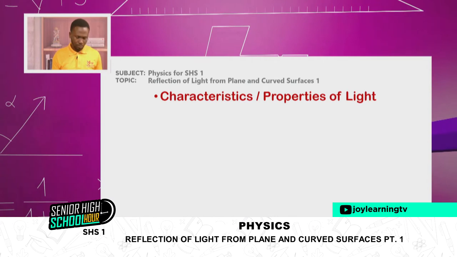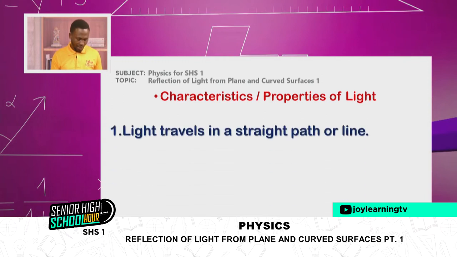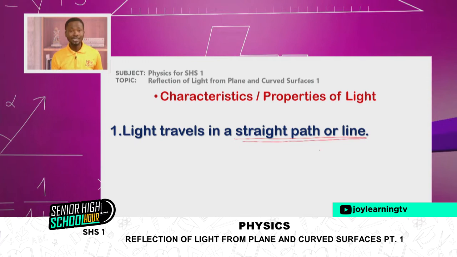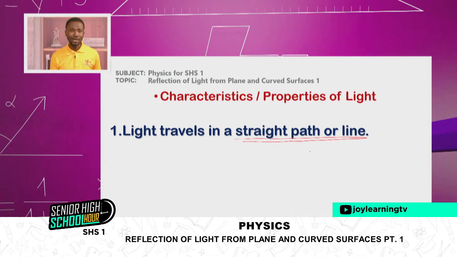We want to look at some properties of light. What are the things that we can say about light or light rays? One, I'm saying light travels in a straight path or light travels in a straight line. This is what we call the rectilinear propagation of light. Light travels in a straight path.